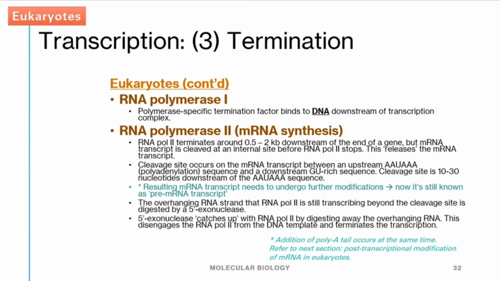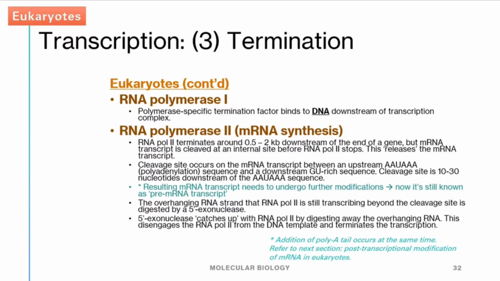For RNA polymerase II, the process is a little bit more complicated. RNA polymerase II is going to terminate around half a kilobase pair to 2 kilobases downstream of the end of the gene. So it's a little bit far from the end of the gene. But the mRNA transcript is cleaved at an internal site before RNA polymerase II stops, and this will release the mRNA transcript.